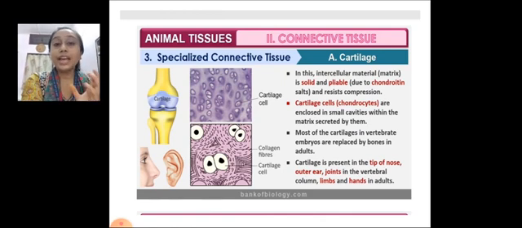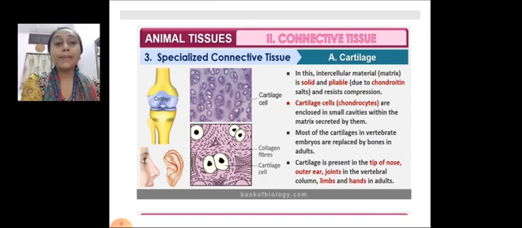Cartilage has cells called chondrocytes, and these chondrocytes secrete some fibers and also the tough matrix of the cartilage, which is made up of chondroitin. In the human body, in the embryonic stage, the whole skeletal system is made up of cartilage. But with development, the cartilage solidifies more to form bones.